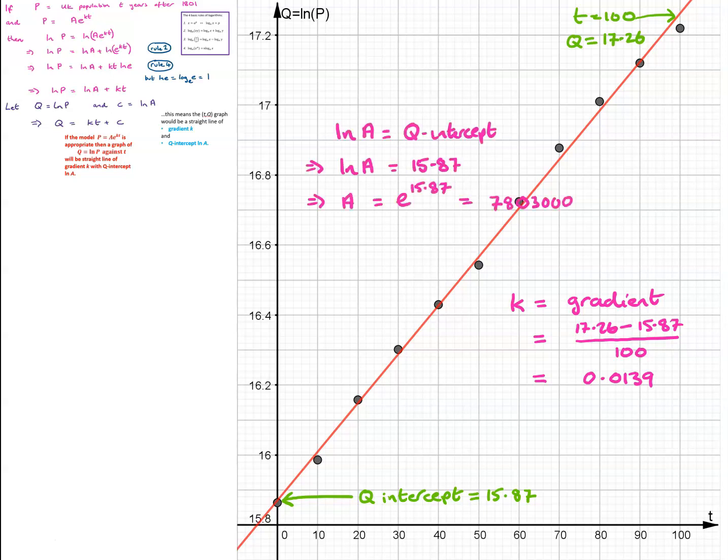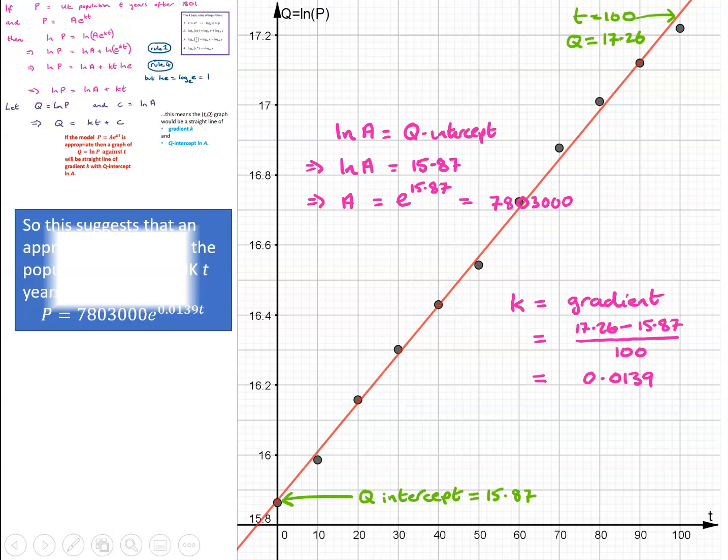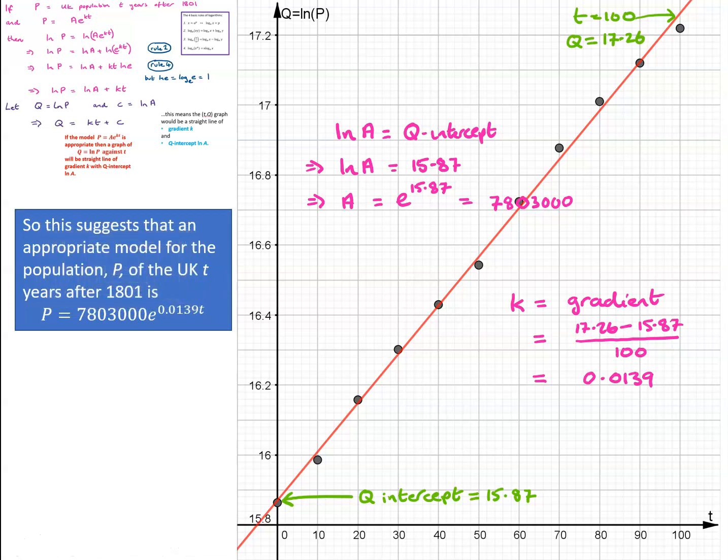The q-intercept is the value of the natural logarithm of a. Now the q-intercept is 15.87. So I've got 15.87 is the natural logarithm of a. So a must be e to the power of 15.87, which is 7,803,000.